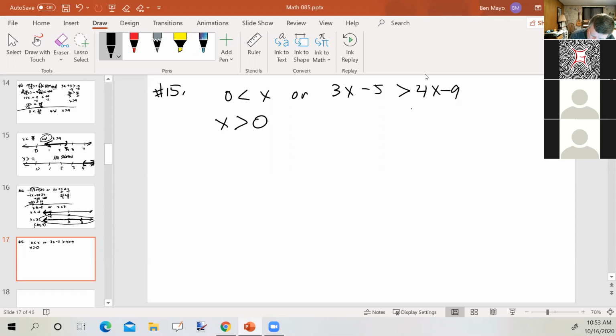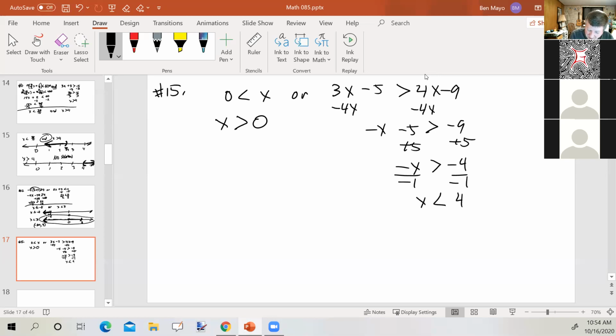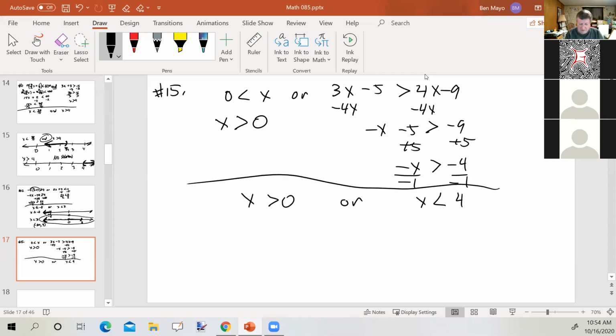This one up here, I'm going to subtract 4x from both sides. -x minus 5 greater than -9. Add 5 to both sides. -x greater than -4. Divide by -1. Change the direction of the sign. So I've got x greater than 0 or x less than 4.